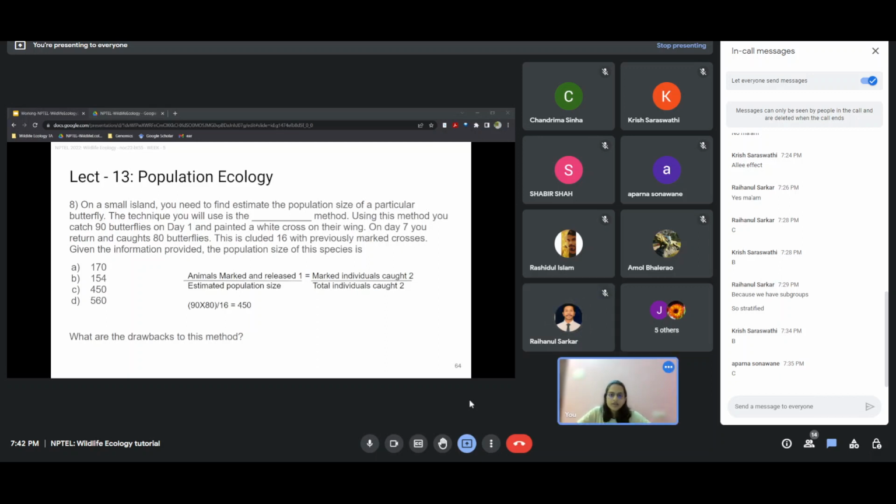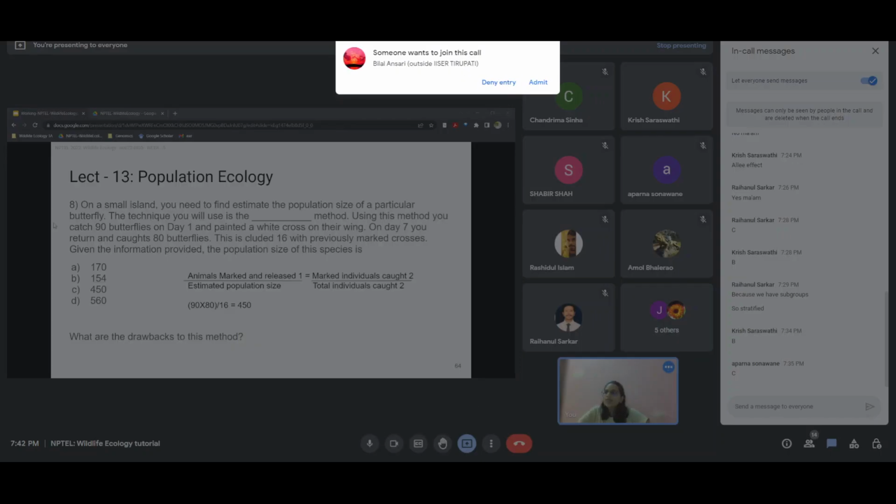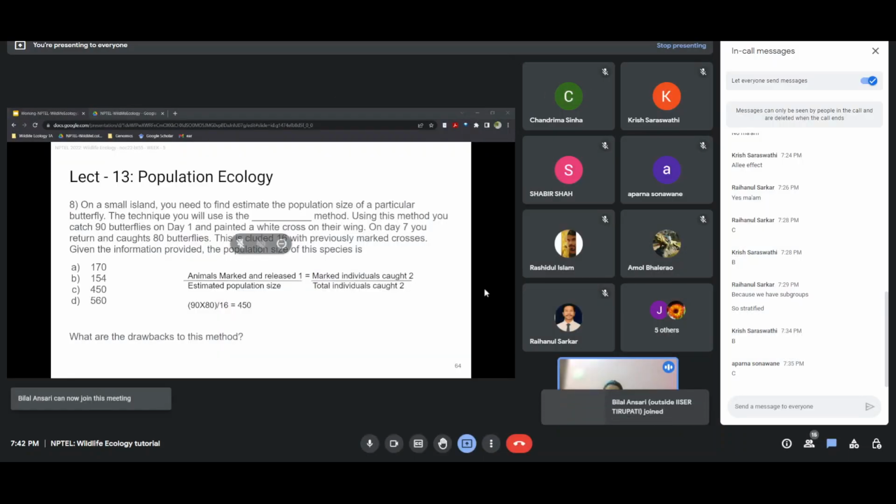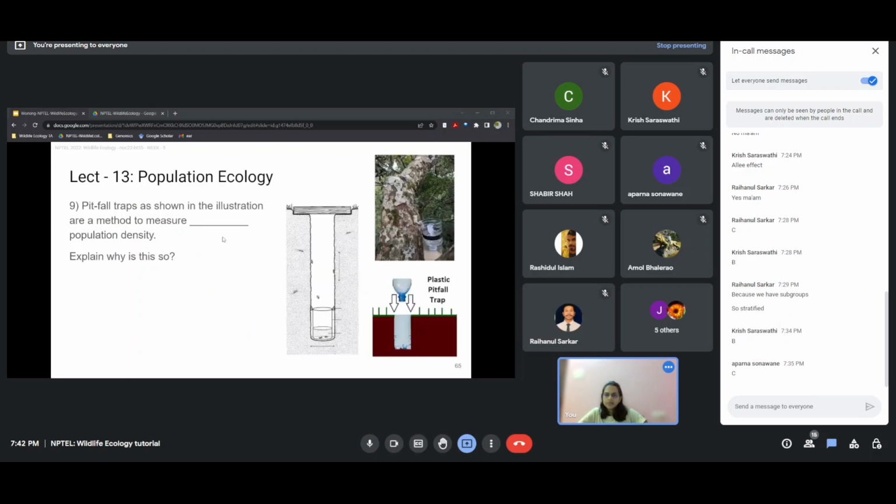And in fact, if I caught 80 butterflies, it could also be possible that all 80 were marked, right? But the paint had gone off and I'm getting a wrong estimate. So there are certain drawbacks to this, but there are certain advantages also to studies that involve mark and recapture. But they have to be very, very systematic, right? All right. So next question.